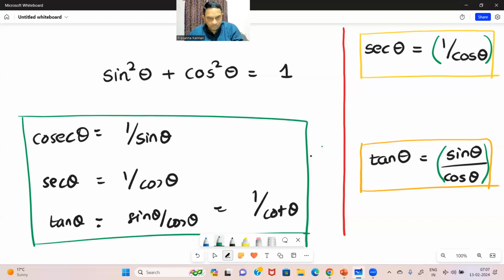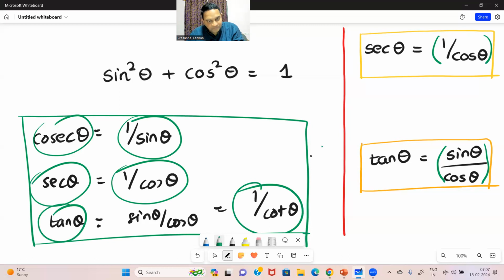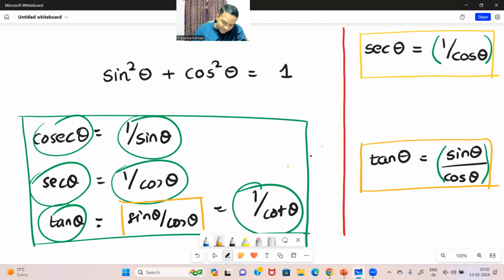Only for tan it's like sine by cos. Tan you can write as sine by cos also. If you see, the reciprocal for cosecant theta is 1 by sine theta. For secant theta the reciprocal is 1 by cos theta. For tan theta the reciprocal is 1 by cot theta. Correct? But apart from writing it as a reciprocal, you can also write tan theta as sine theta by cos theta. Clear?